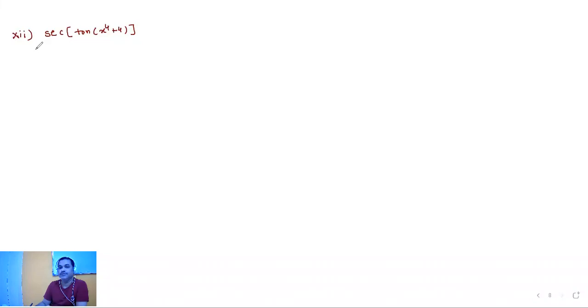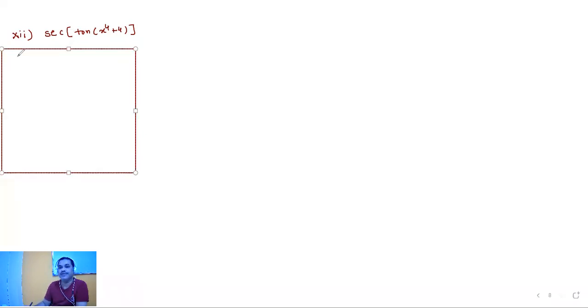So sum number 12 is sec of tan of x raised to 4 plus 4. So let us solve this sum. First, we will write down all the necessary formulas which are essential for the operations in this sum.